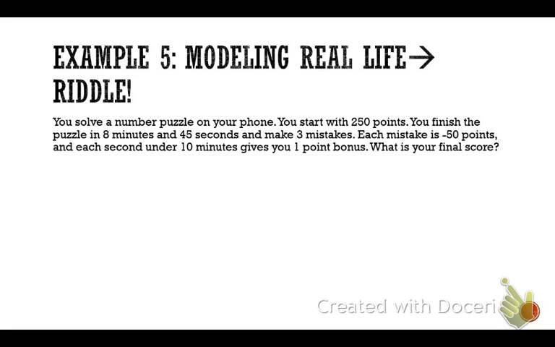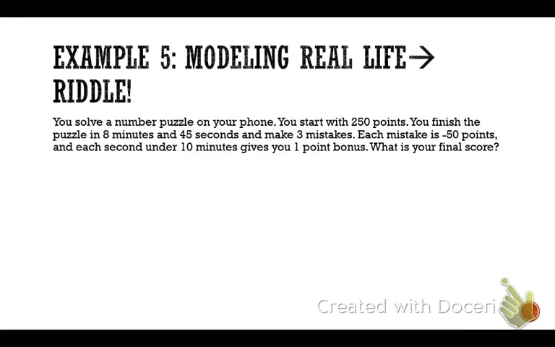You solve a number puzzle on your phone. You start with 250 points. You finish the puzzle in 8 minutes and 45 seconds and make 3 mistakes. Each mistake is minus 50 points, and each second under 10 minutes gives you a 1 point bonus. What is your final score? I'll be walking around. Raise your hand when you have the answer.